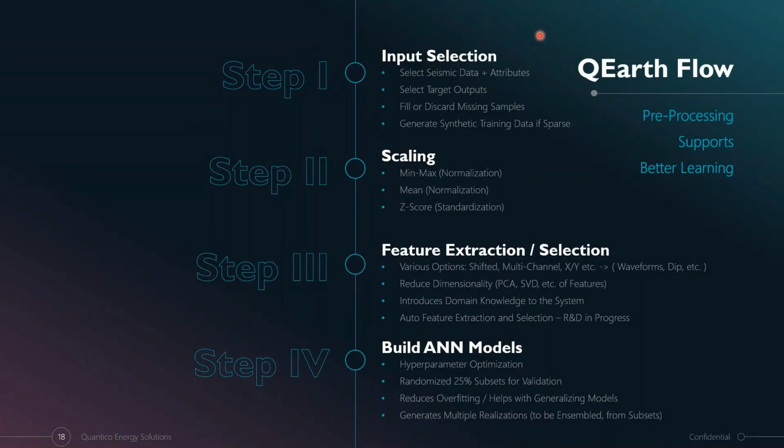The key starting point is input selection, where we select the seismic data and attributes we want to use. We select which attribute we're going to predict. If we have missing samples, we would want to either discard them or fill them in with a predicted version. And then we can use rock physics to generate synthetic well logs that we can place in different places in the seismic survey if we need to. And if we get the right data, it helps with faster convergence to solution, pretty much.